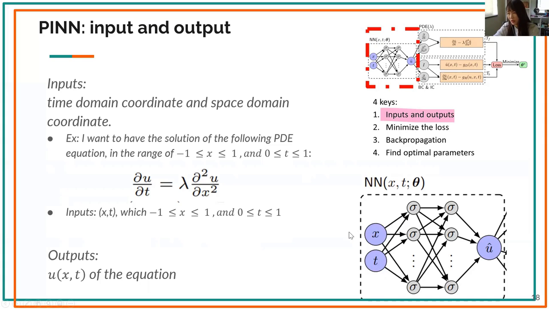So I might have some points like 0.5, 0.5, or minus 0.5, 0.3. I will have a lot of random training points sampled from this region, where x is in minus 1 to 1 and t is 0 to 1. The output of the neural network will be the solution of the PDE, right? Because we want this neural network to be our surrogate of this PDE solver or some simulation. So our output of the neural network will be the solution of the PDE.